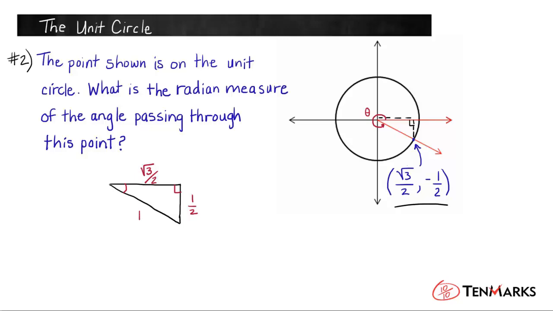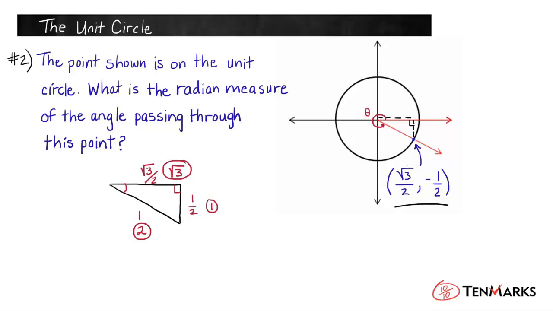To check and see if we have a special right triangle, we could multiply all of these sides by 2 and then take a look at the side lengths. When we multiply the hypotenuse by 2, we get 2 for our side length measure. When we multiply this short leg 1/2 by 2, we get a measure of 1. And when we multiply the square root of 3 over 2 by 2, we simply get the square root of 3. And this does turn out to be one of our special right triangles.